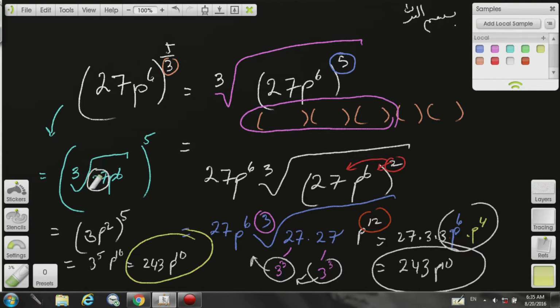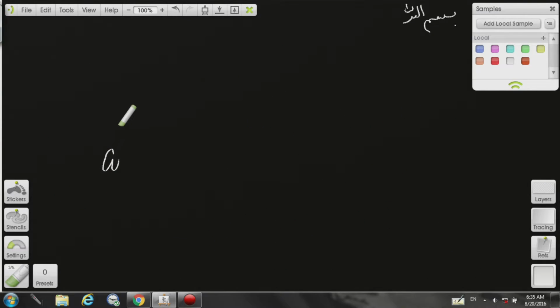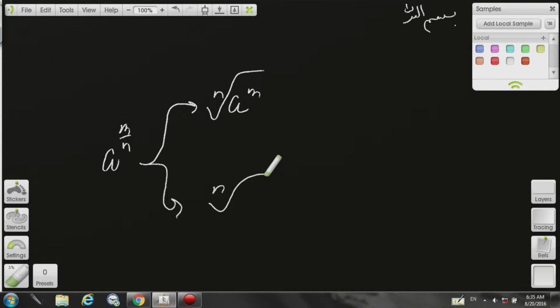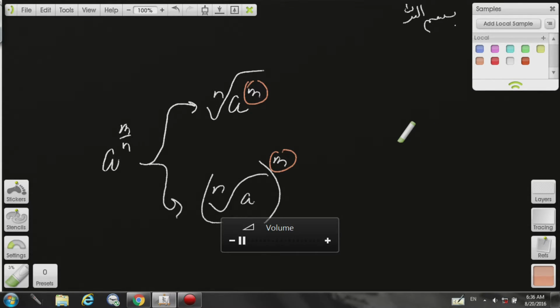See how different, it's much easier this way, I actually think. So it depends, and sometimes this is easier and sometimes this is easier. In other words, if we have a to the m over n, sometimes it's easier to do this, the nth root of a to the m, and sometimes it's easier to do this. Sometimes it's easier to take this inside, and sometimes it's easier to keep the exponent outside. But both of them are appropriate.